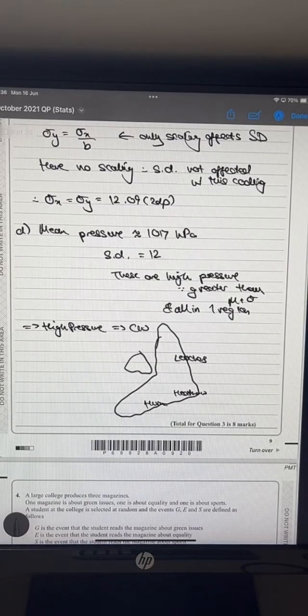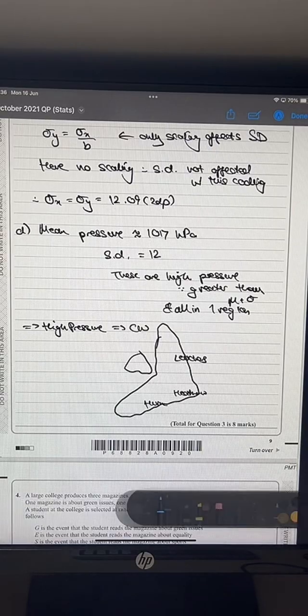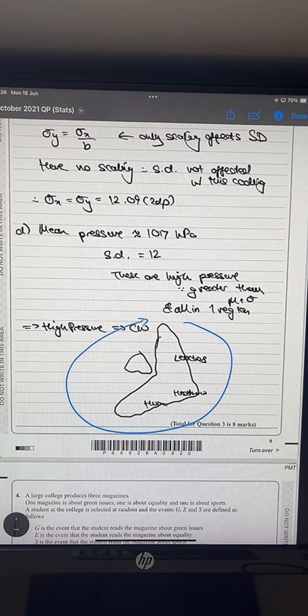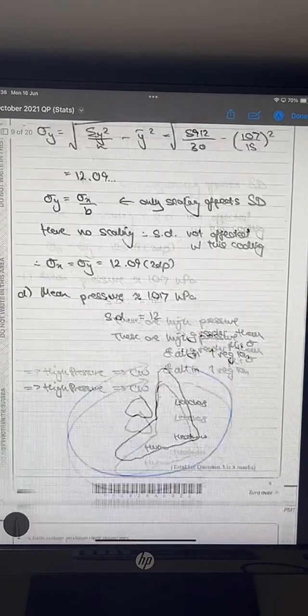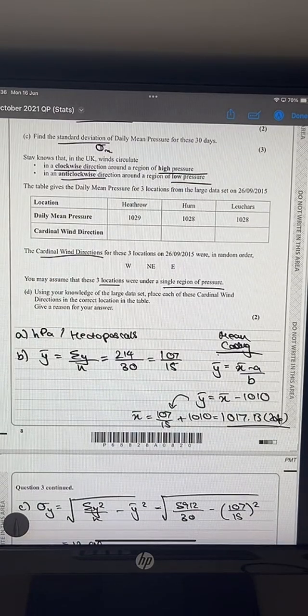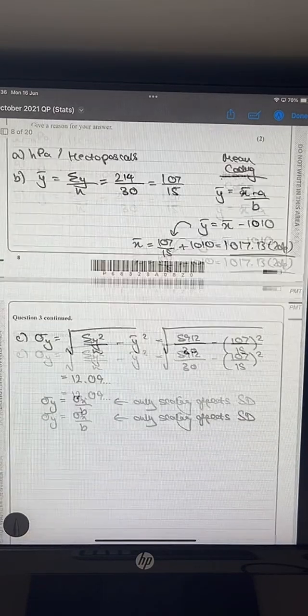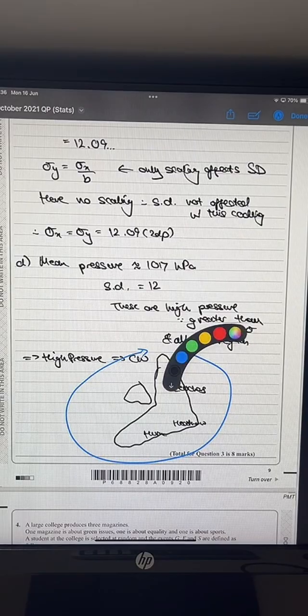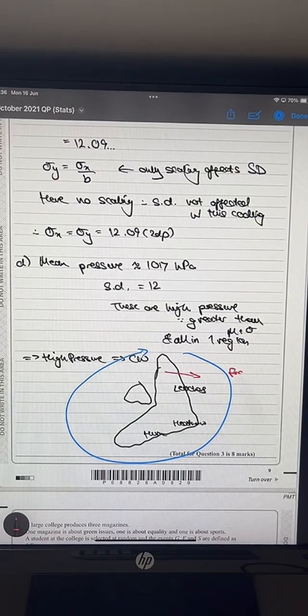We know that the wind is blowing in a clockwise direction. So I'm just going to draw the wind direction in blue on this map. So clockwise is this way. That is the direction the wind is going from. We need to know the cardinal wind direction, which is basically where it hits each of these areas from. So over here, Luchar's, it is coming in, and I'm going to do it in red this time. It's coming in from this way. So it's from the west.